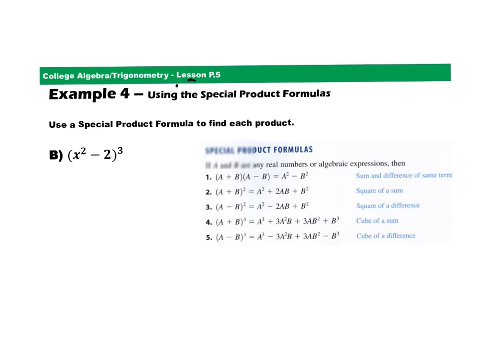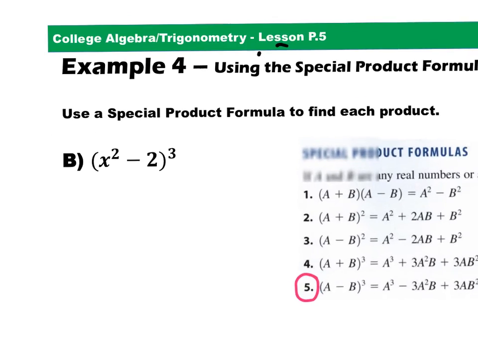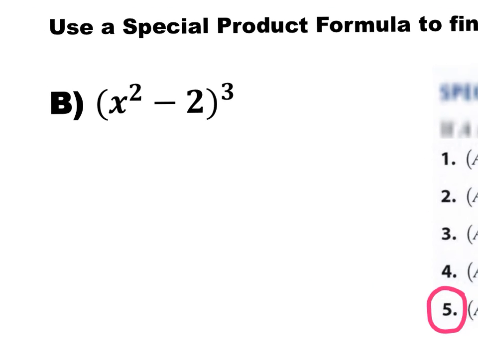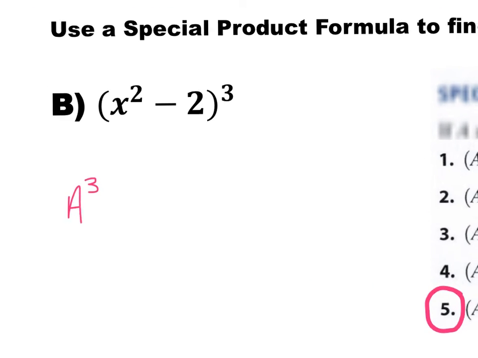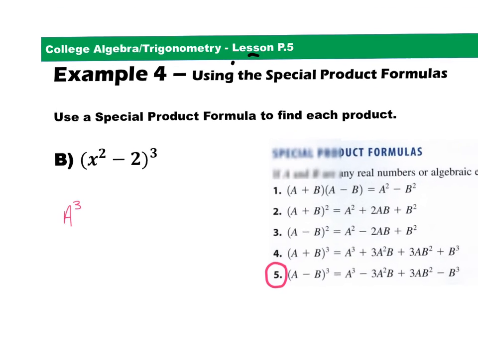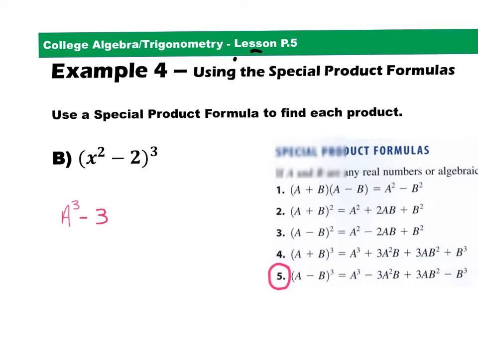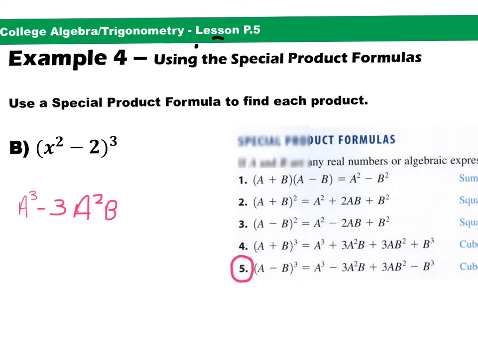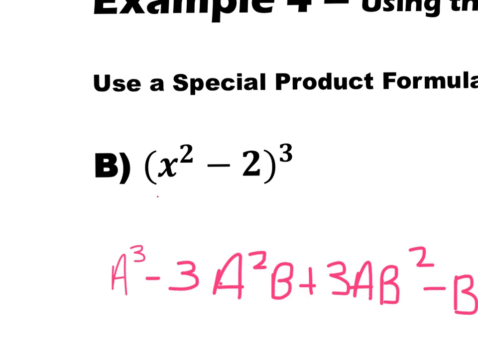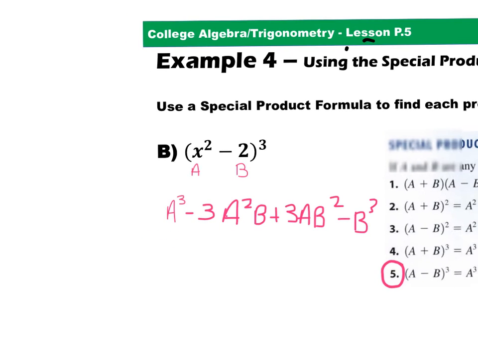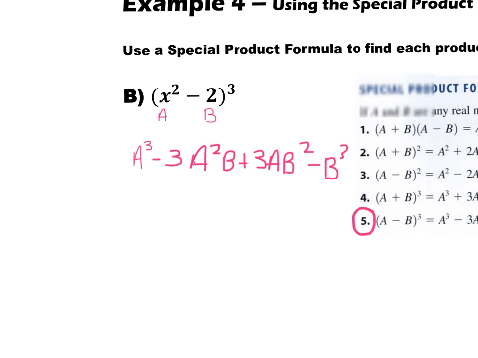All right, which pattern, 1, 2, 3, 4, or 5, is example B? It's number 5 right here. So the pattern is A cubed minus 3A squared B plus 3AB squared minus B cubed, right? All I did was just rewrite it. So this is my A term. This is my B term. So fill in the pattern.